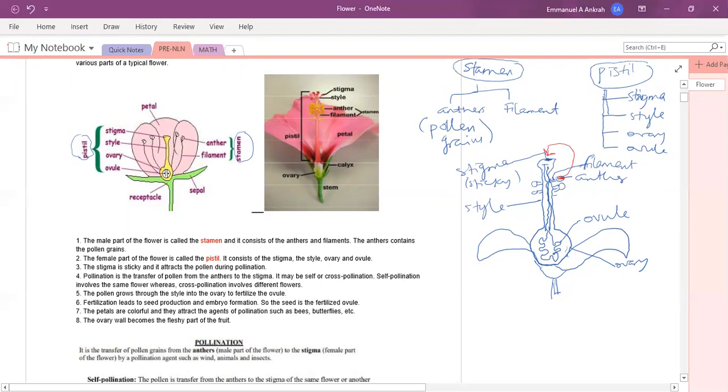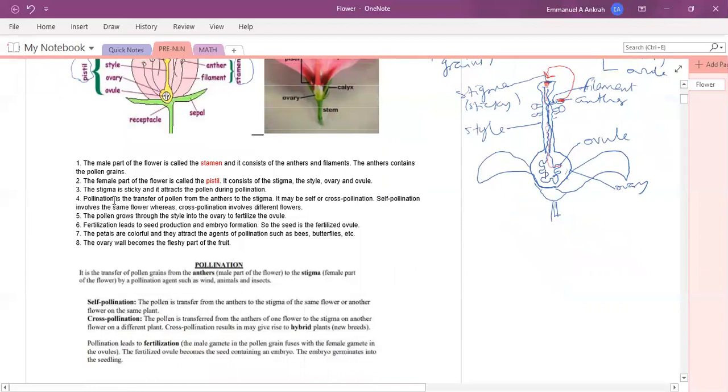So because this is sticky, the pollen gets stuck to this, and then the pollen starts to grow through the style here, and then it will go to fertilize the ovary. Okay. So that's what pollination is about. I'll talk about that again.